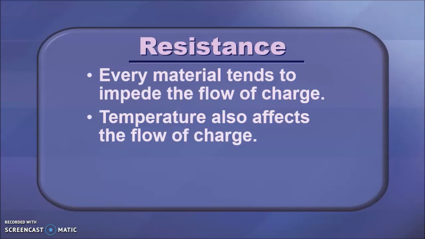Now let's go ahead and talk about resistance. Every material tends to impede the flow of charge. In wires, the free electrons collide with electric fields of the inner atoms, and such collisions convert the kinetic energy of free electrons to kinetic energy of the inner atoms. Temperature also affects the flow of charge. So there is resistance to the flow of charge.